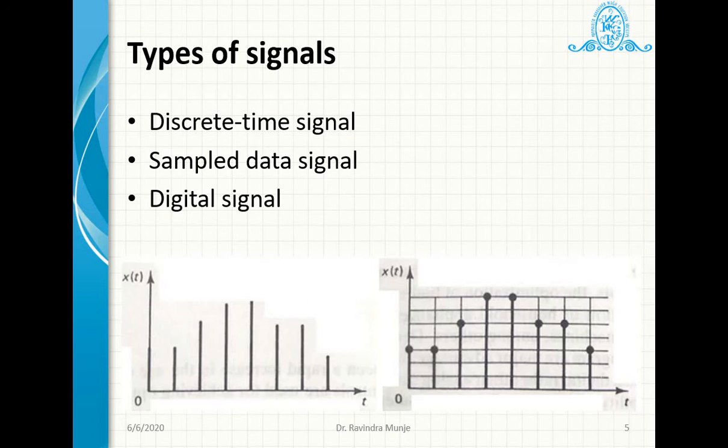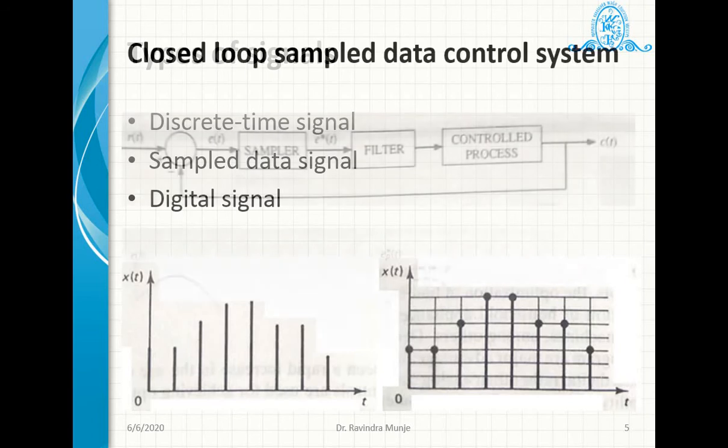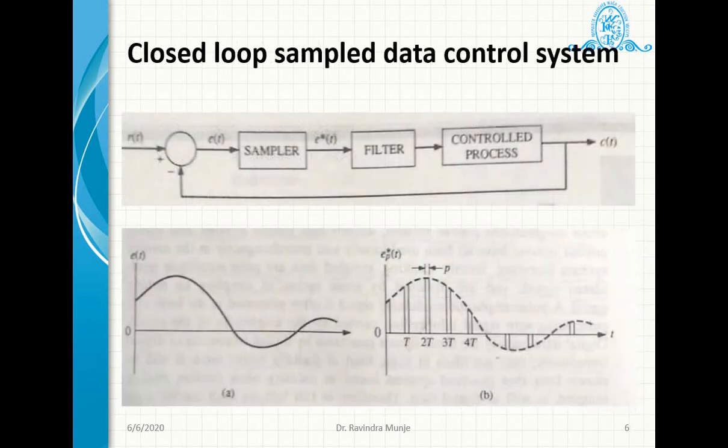So these are the different types of signals. Now let us move ahead to consider the closed loop sampled data control system, right? Now we need to understand there are three different terms associated with this. We can call it a discrete time control system, digital control system, and sampled data control system. So what are these control systems that we will see?